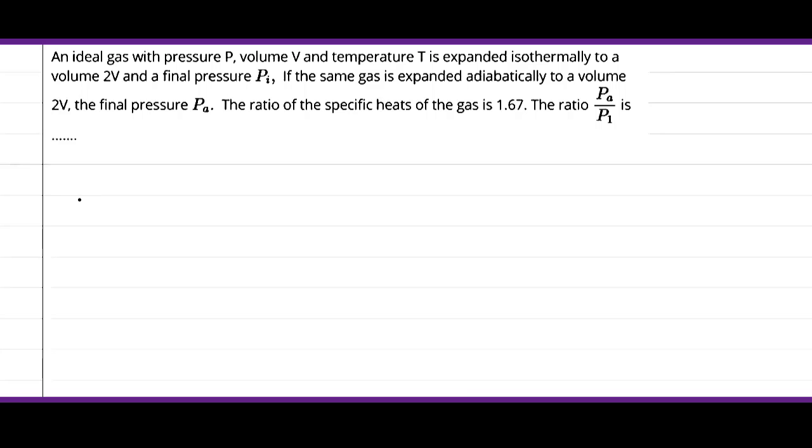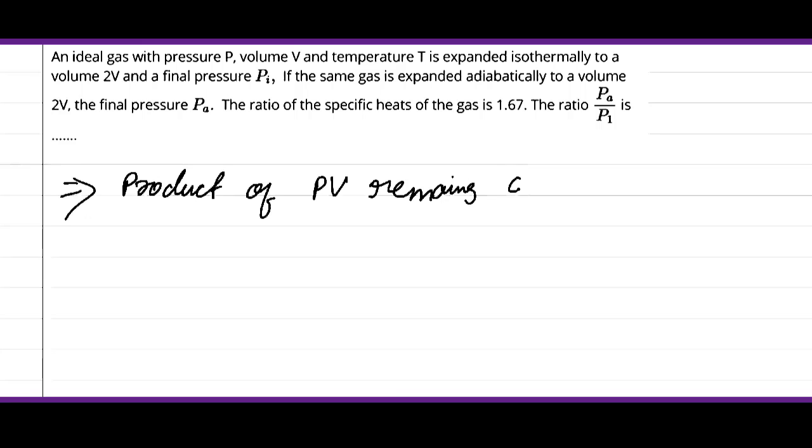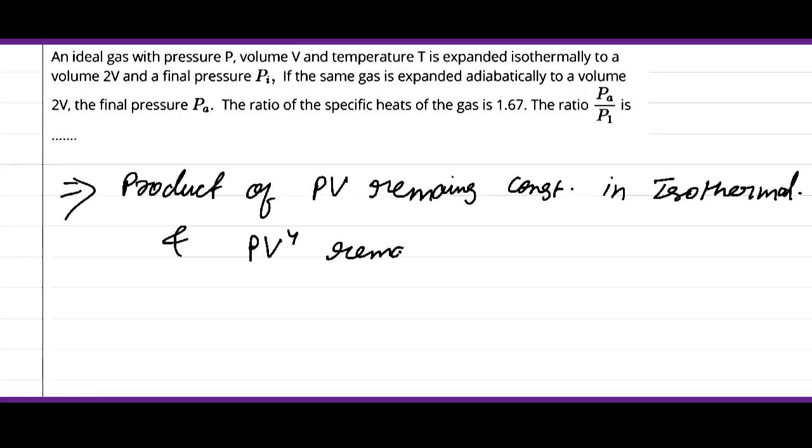So the product PV remains constant in an isothermal process, and PV gamma remains constant in an adiabatic process, right?